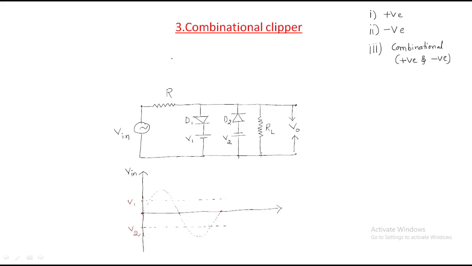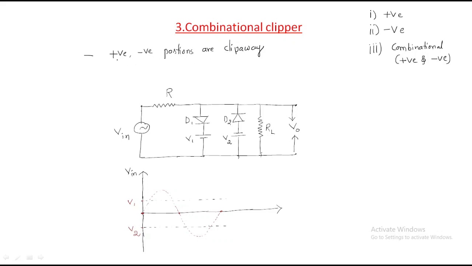So here, when a portion of both positive and negative half cycles of the input voltage is to be clipped, the combinational clipper is employed. If you want to clip away both the positive portion as well as the negative portion, then we have to use the combinational clipper. So here we will write a point: positive and negative portions are clipped away.